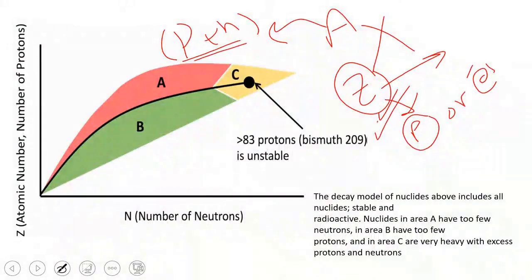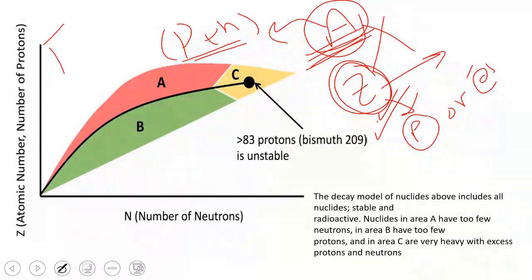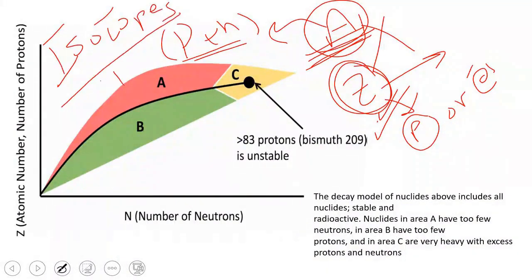For example, if you have an element like iron or copper or any other element, the one that determines its reactivity and chemical interactions is indeed the atomic number. On the other hand, the mass number determines its physical properties. Now, if I have two elements that have the same atomic number but different mass number, I call them what? I call them isotopes.